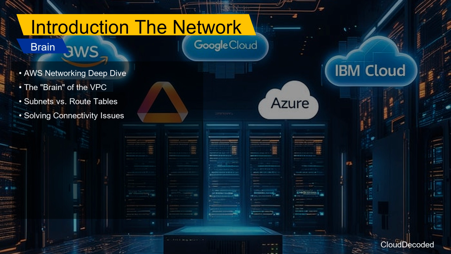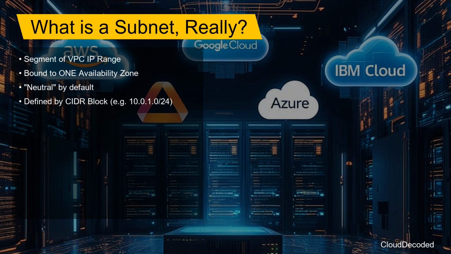Today, we are going beyond the basics. We are going to deconstruct the actual brain of your AWS network: subnets, route tables, and the critical associations that bind them together. If you've ever wondered why can't I reach my server, or why is my database public, this video is for you. Let's start with the atomic unit, the subnet.